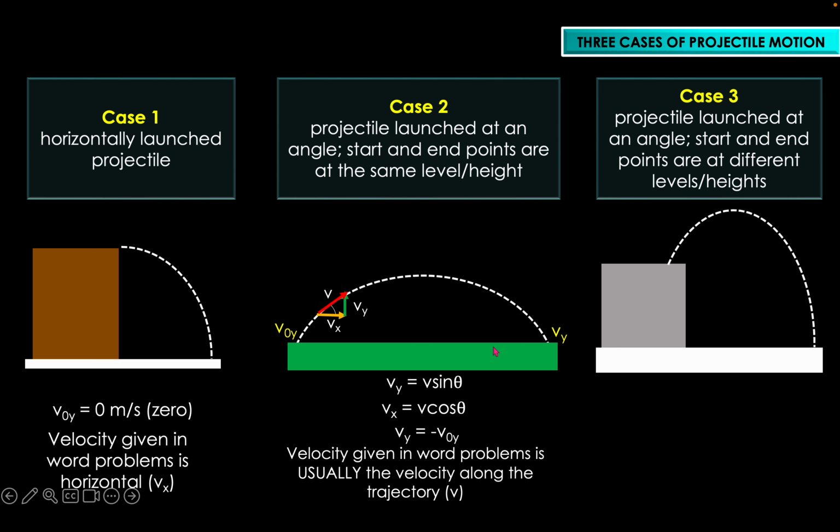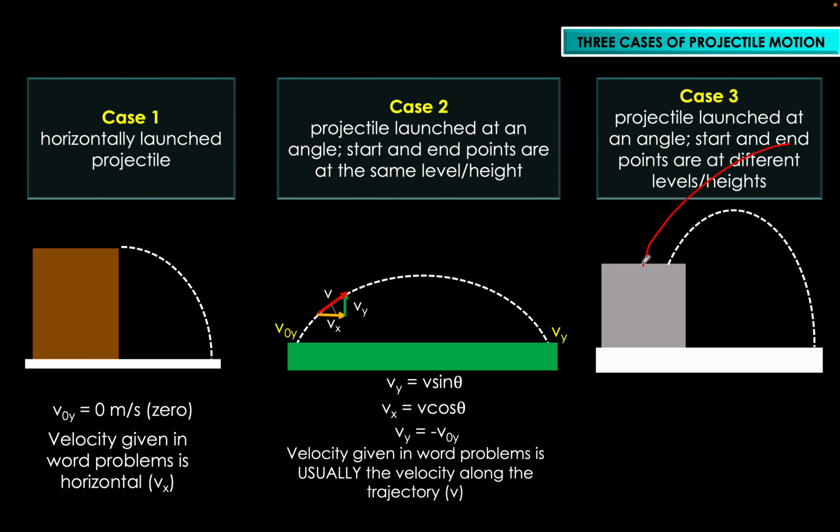However, instead of having the same level or height for the start and end points, in case 3, we have two different levels for the starting and end points. So as you can see in here, the starting point is actually higher than the end point of this trajectory. However, take note, it's also possible to have a case 3 that looks like this.